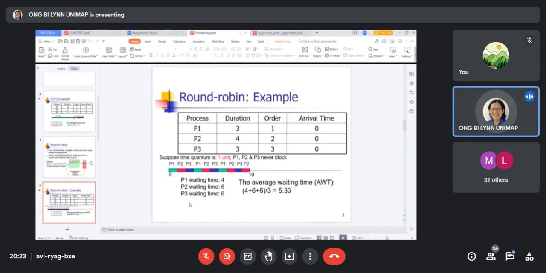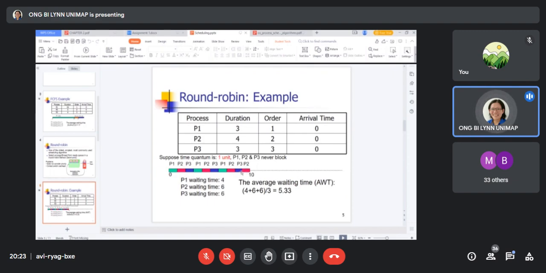Okay, in 30 seconds we will go to another slide. Doctor, for P3, how do you count the unit? How do you get the time? 6, is it?